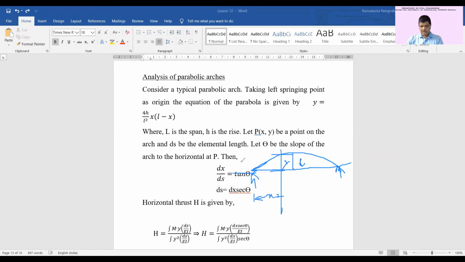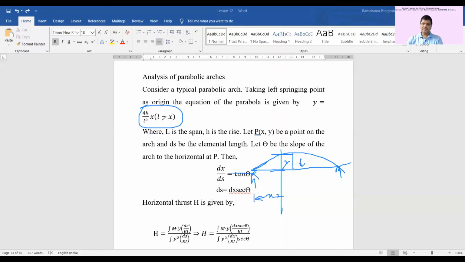Now, if you calculate the relation between y and x, y is equal to kx square, with end conditions: at x equal to 0, y is equal to 0; at x equal to L, again y is equal to 0; at x equal to L by 2, y is equal to h. So by putting in the equation, you can find that y is equal to 4h by L square into x into L minus x. You have to remember this standard formula.